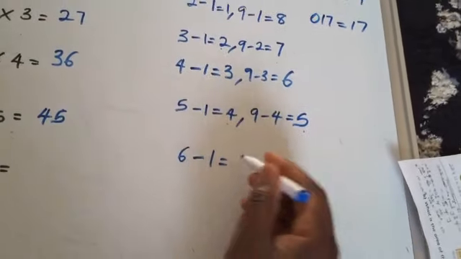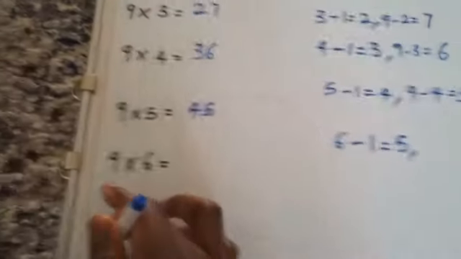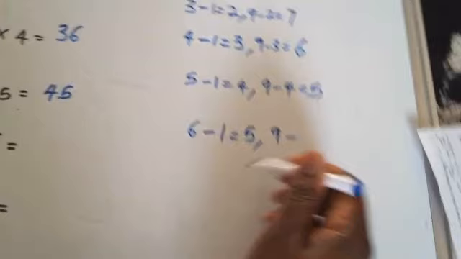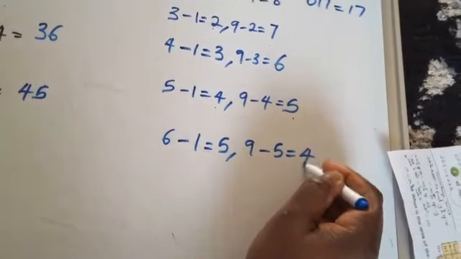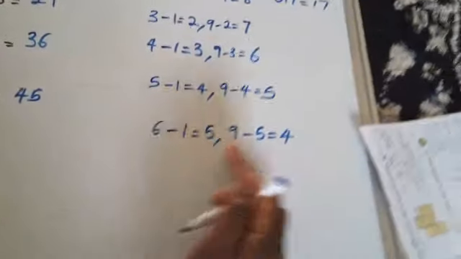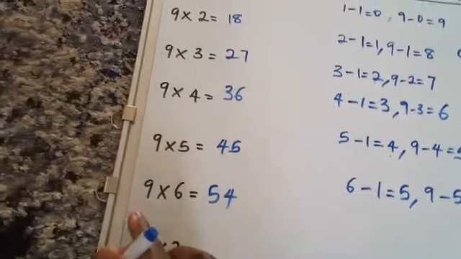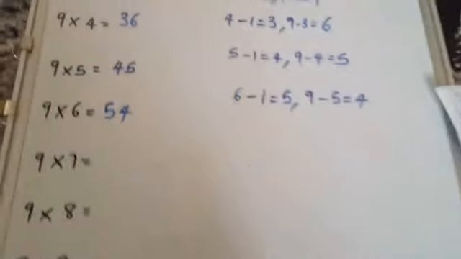The next question is 9 multiplied by 6, which we have 6 minus 1. 6 minus 1 is 5. And the 9 minus the 5 we got is 4. So you write 5 first before 4, which is 54. 9 multiplied by 6 is 54.